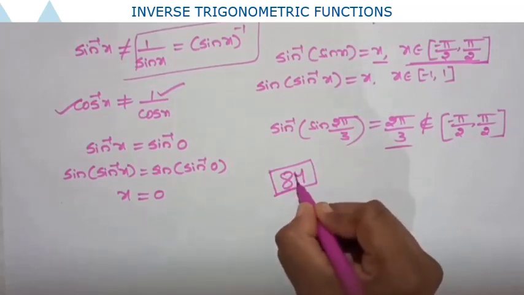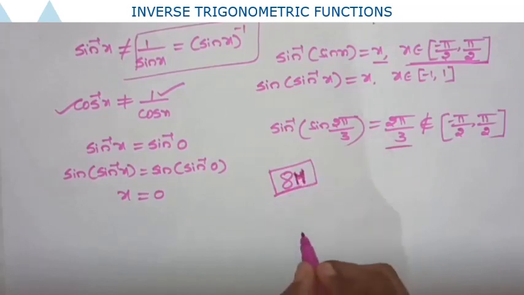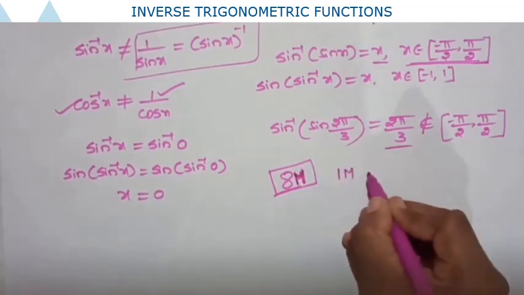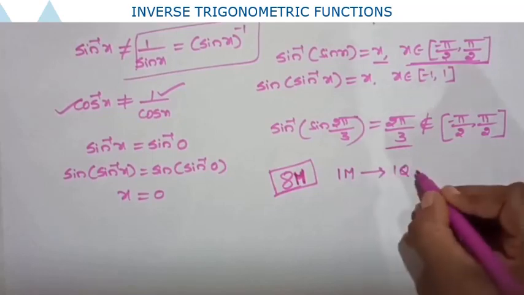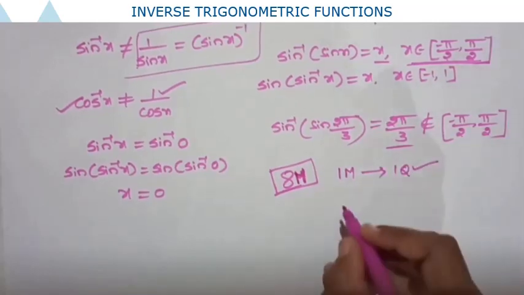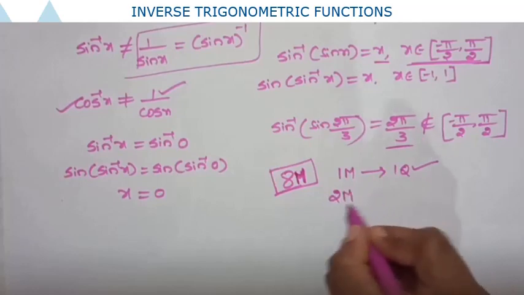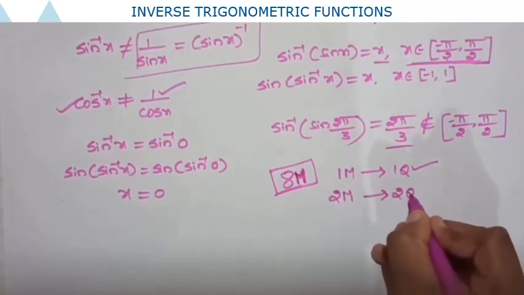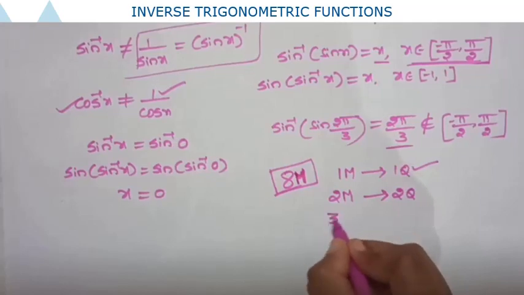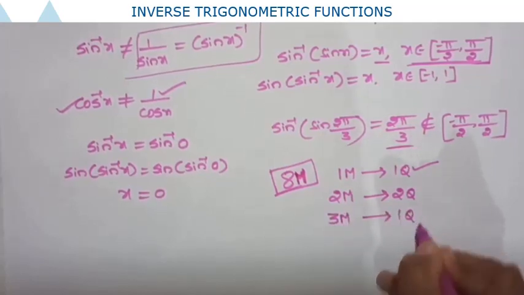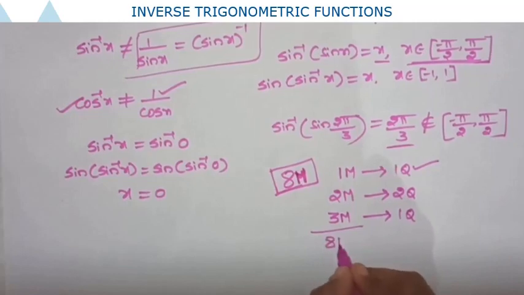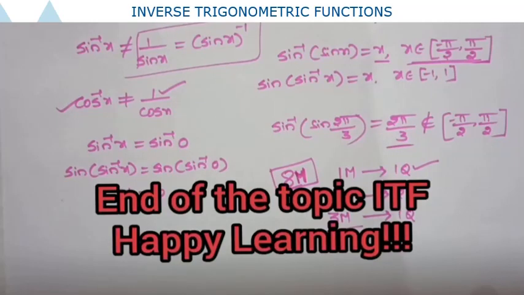The total weightage of this topic is 8 marks, and out of this 8 marks, one 1-mark question is fixed from inverse trigonometric functions, two 2-mark questions they will ask, and one 3-mark question will be coming in the exam. So totally we are getting 8 marks. This is the entire concept of inverse trigonometric functions, and with this we are ending this topic.